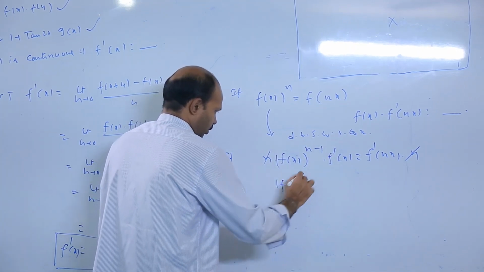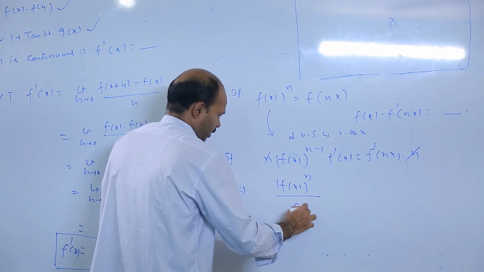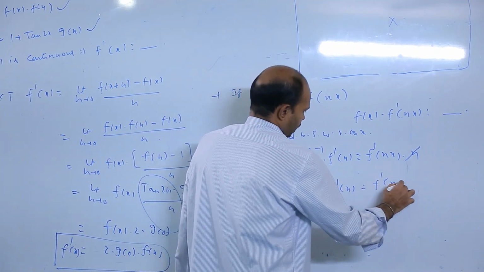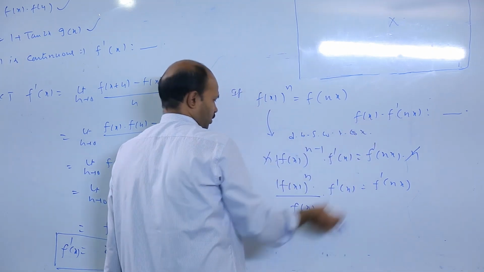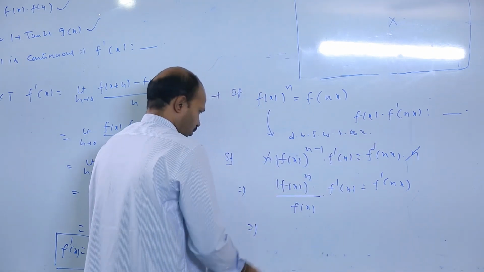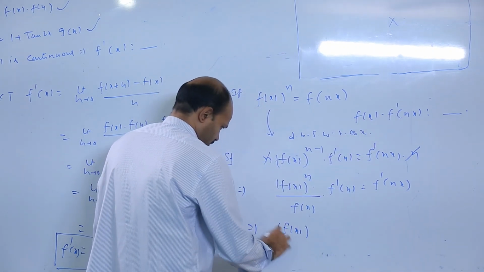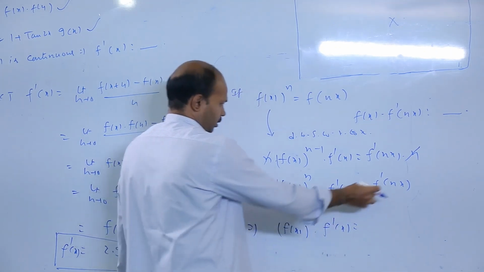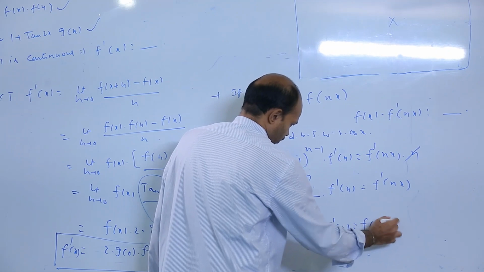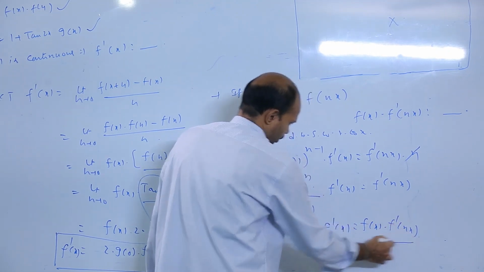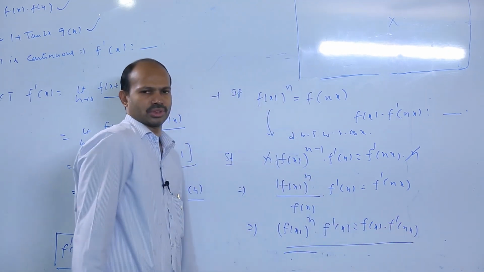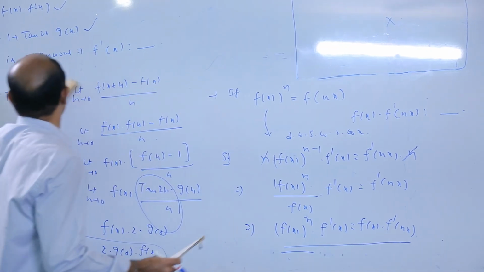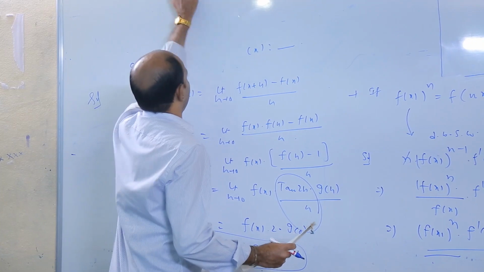(f(x))^n divided by f(x), and this f'(x) is equal to f'(nx). To get this expression, do the cross multiplication. Your conclusion follows like this: (f(x))^n into f'(x) must be equivalent to f(x) into f'(nx). Say this is one of your options. That follows. The next question is of the same kind, on differentiability.